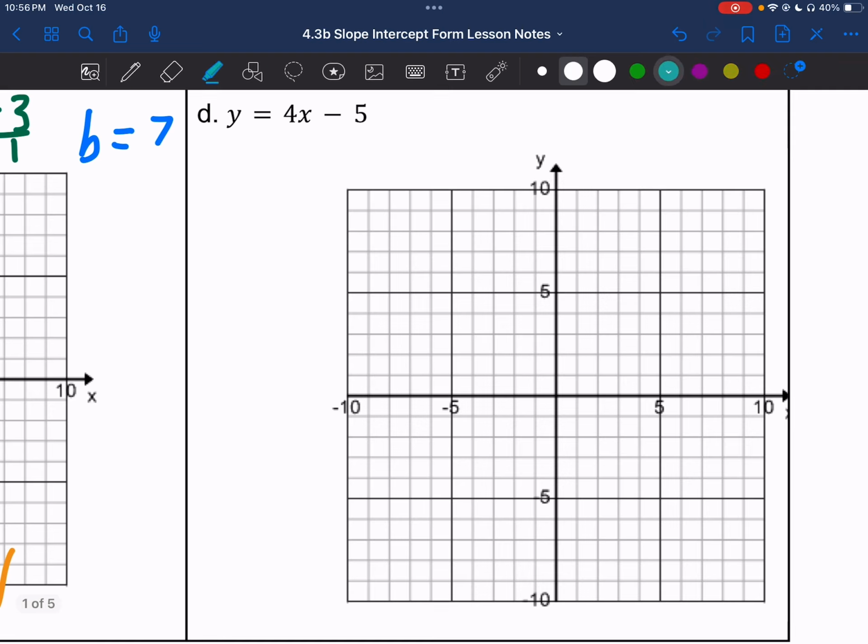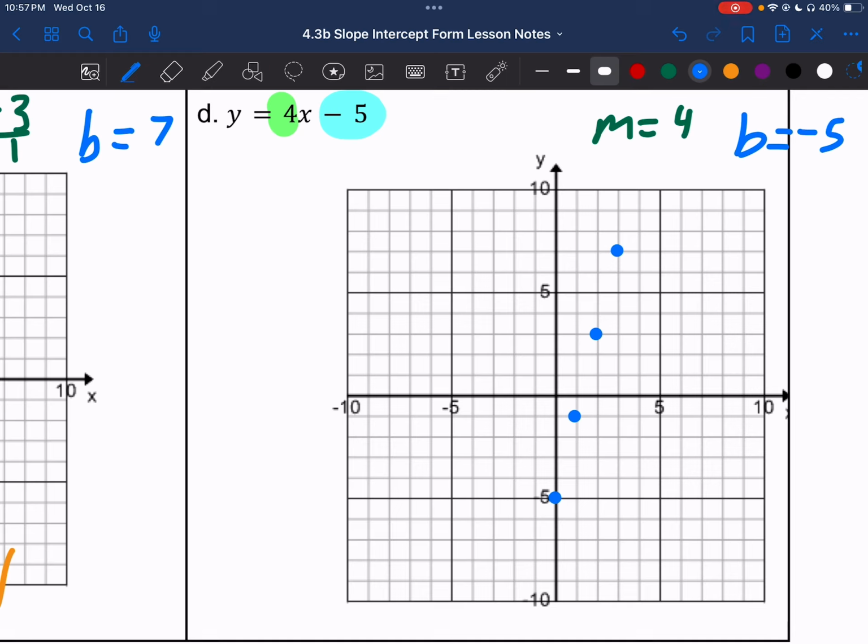Letter D. We're going to look for our slope. Our slope is 4, and our y-intercept is right there at negative 5. So m equals 4, b is equal to negative 5. And so we're going to graph that. We start with our y-intercept, negative 5, and our slope is a positive 4. So we're going up 4 to the right 1, up 4 to the right 1, up 4 to the right 1. And that's as far as we can go there.